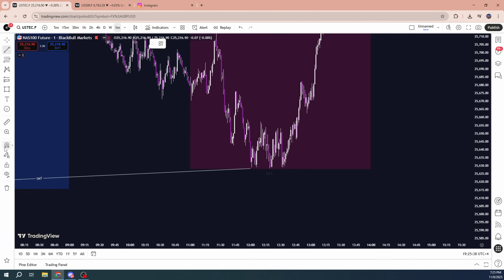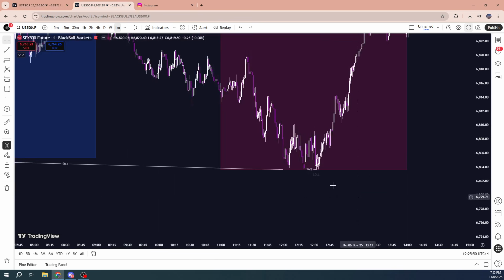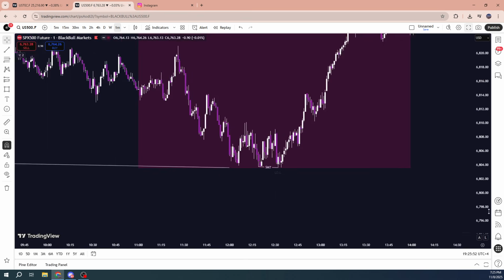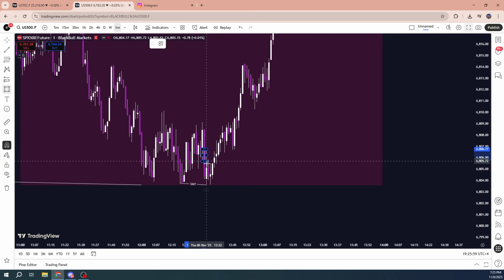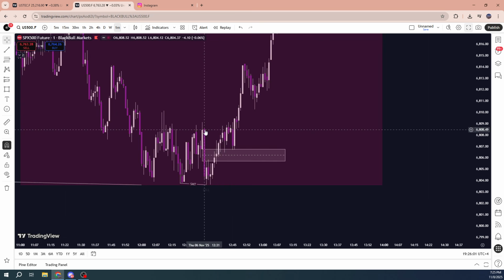So we have 1 hour SMT, and we also had 1 minute SMT. So now your direction is also confirmed on lower time frame as well. We have SMT on 1 hour time frame, and we also have SMT on lower time frame. And what happened? We had a bearish fair value gap right here, which was disrespected, and we have our change in state of delivery.